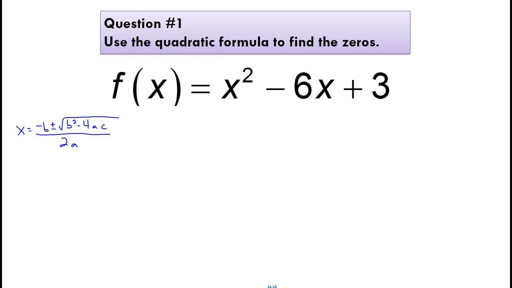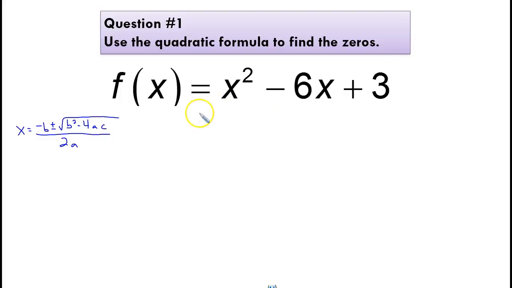Our first question today is to use the quadratic formula to find the zeros. I first need to make sure that I say that when we're using the quadratic formula, the terms need to be in order from greatest degree to lowest degree. So it should always have the squared part first, and then the x part, and then the constant part second. Those terms should be in that order.